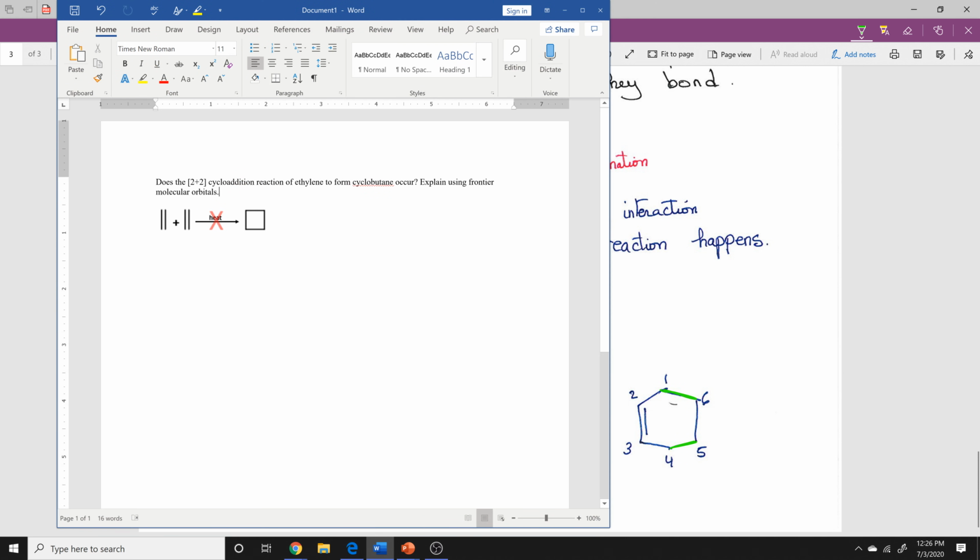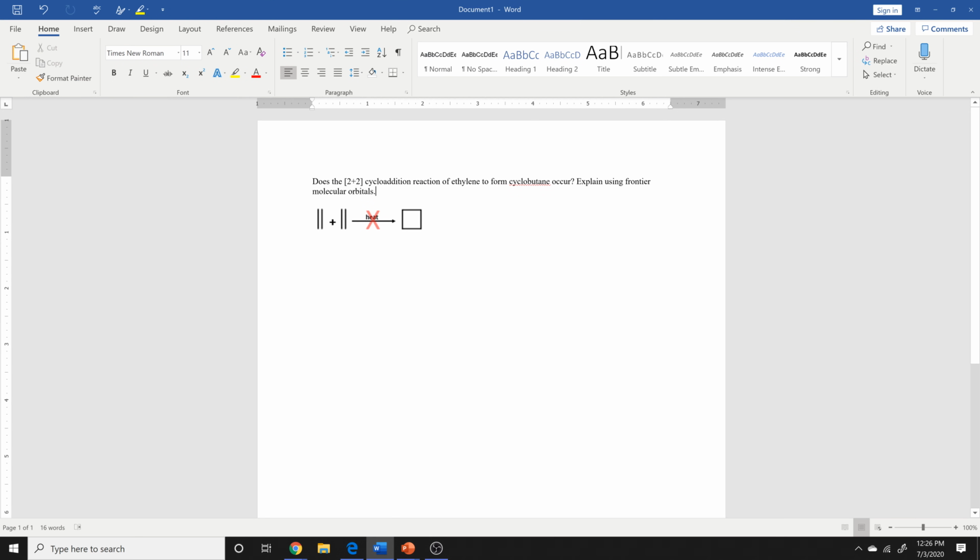Let's have another example. In this other example, it's telling me that I do have a cycloaddition reaction of two ethene molecules, and I want to form a cyclobutane. Does it occur? Can this happen? Whenever you're going from double bonds to a cycle, always consider the molecular orbitals. We're going to use the frontier molecular orbitals.